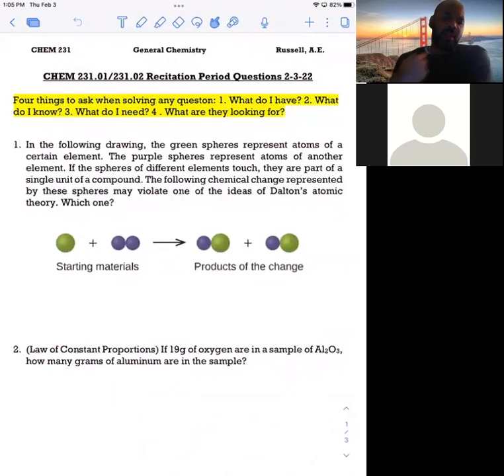It says in the following drawing, the green spheres represent atoms of a certain element. Oh, hold on 1 second. 1 second.